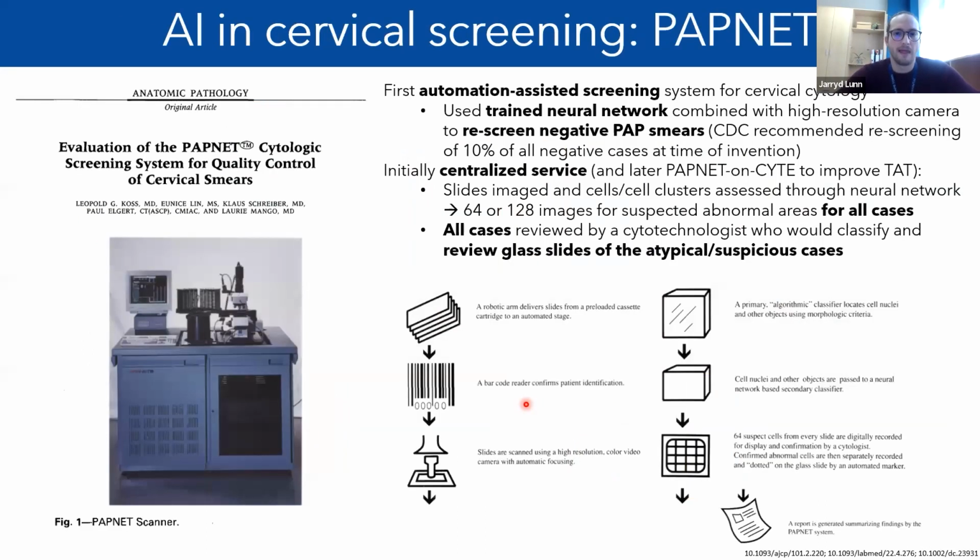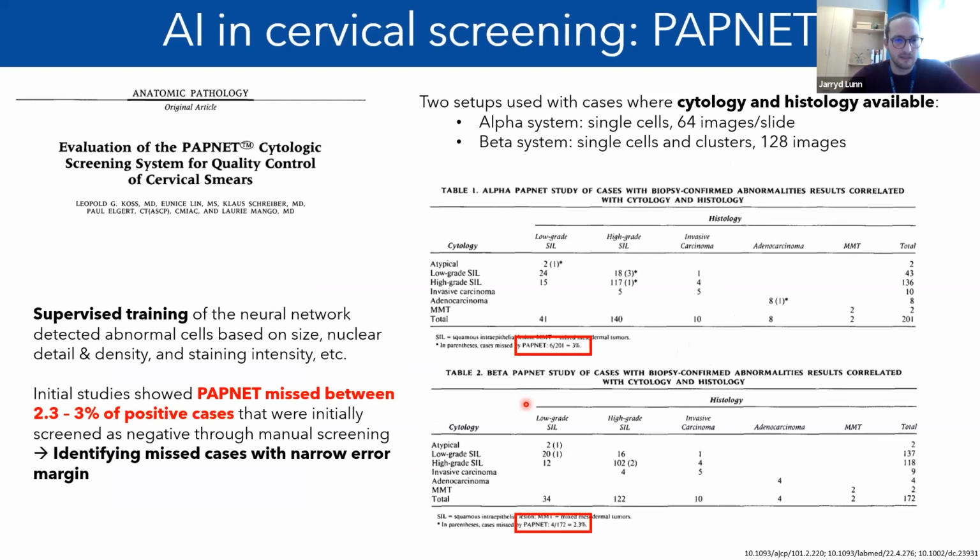So, as I've said, PAPnet was the first available AI for cervical screening. It was the first automation assisted system that, interestingly, was a rescreener. It wasn't a primary screener. What would happen is slides would be scanned as they would normally by a cytopathologist. The negative slides would then be sent off for screening by the PAPnet system using, when it was investigated, either 64 or 128 images. All cases then had to be re-reviewed by a cytopathologist who would classify and review the glass slides based on the findings of the PAPnet system.